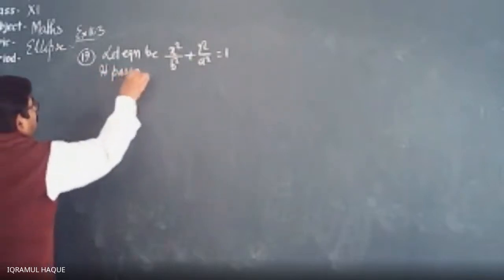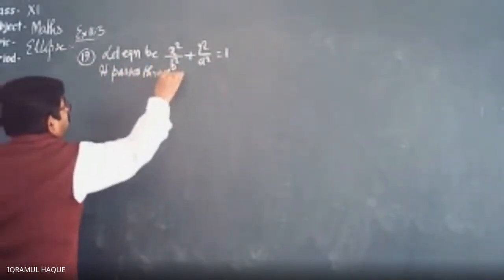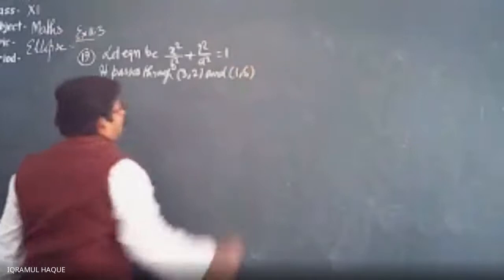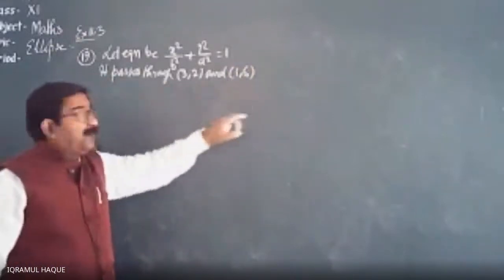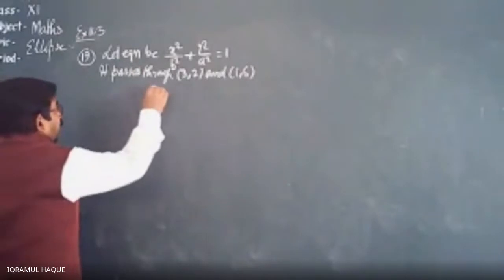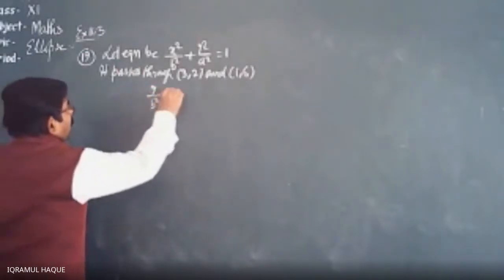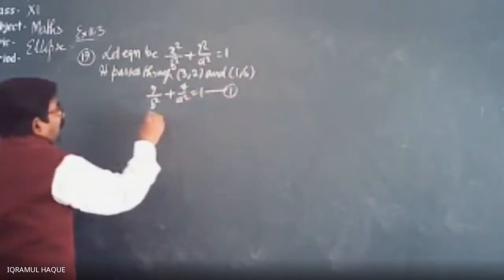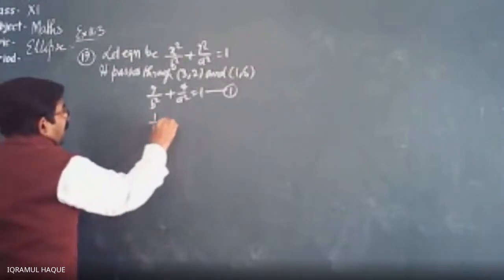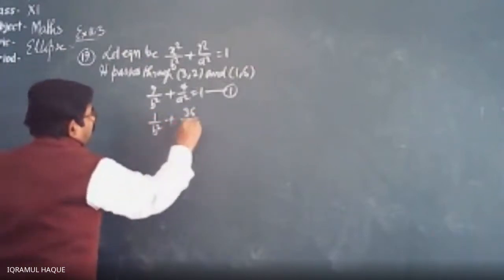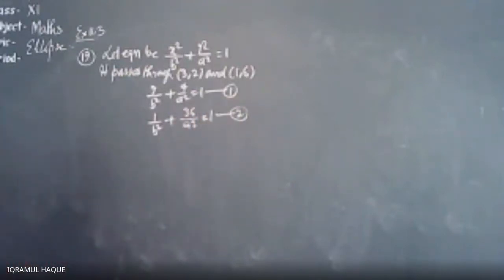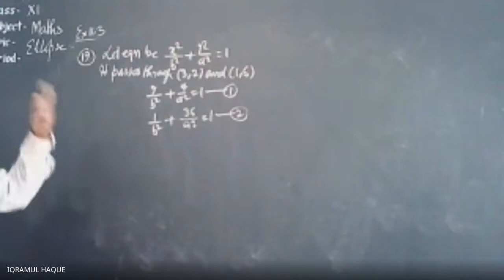It is clearly given that the major axis is on the y-axis and it passes through 3, 2 and 1, 6. So clearly these are the values of x and y. Put this. So we have 9 upon b square plus 4 upon a square is equal to 1, equation number 1. And 1 upon b square plus 36 upon a square is equal to 1, equation number 2. On solving 1 and 2, we can get the values of a square and b square and then put the values.